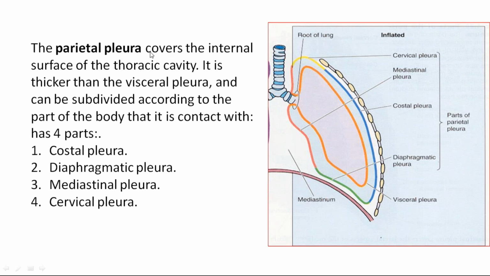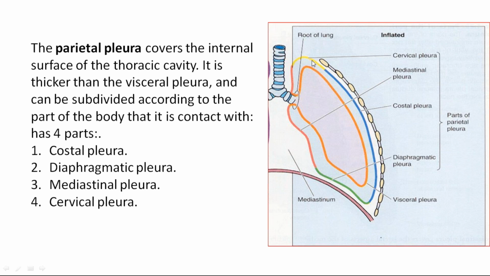Coming to the parietal pleura, it covers the internal surface of the thoracic cavity. It is thicker than the visceral pleura and can be subdivided according to the parts of the body that it is in contact with. It has four parts: costal pleura, diaphragmatic pleura, mediastinal pleura, and cervical pleura.